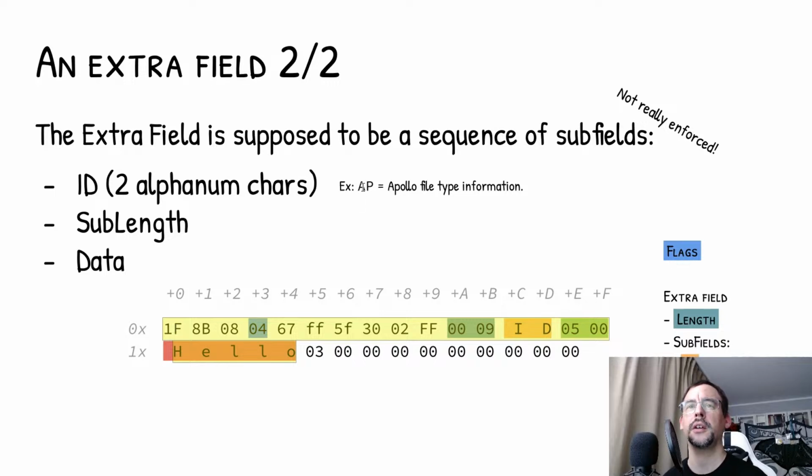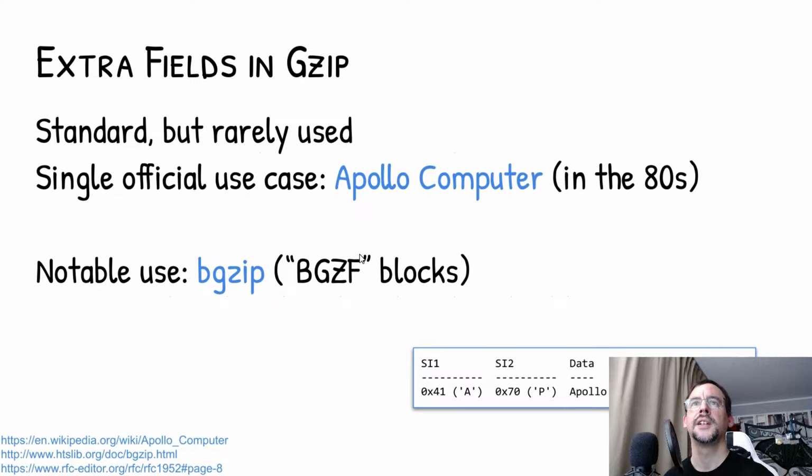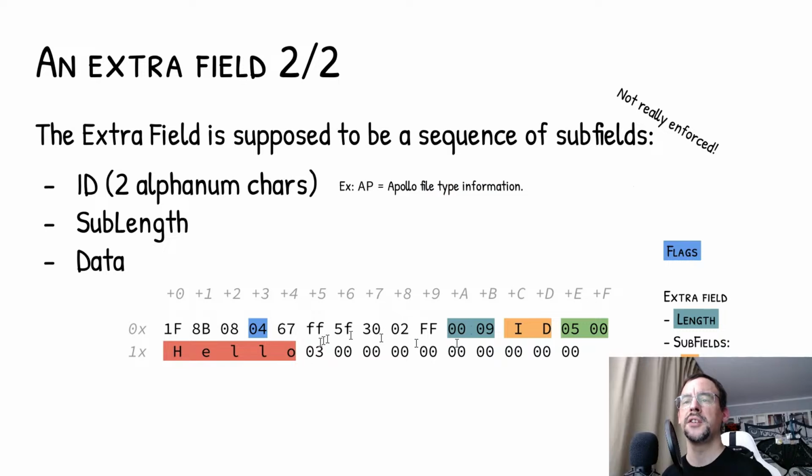Typically, there are very few extra fields actually defined. One of them is, for example, the Apollo file, Apollo computer, not the spaceship. So it exists. Another interesting use is BGZip, which is a GZip that is made so that you can multi-thread decompress. You can access different parts of the data, because here everything is in a single block of data.